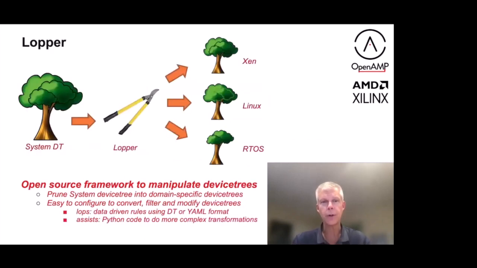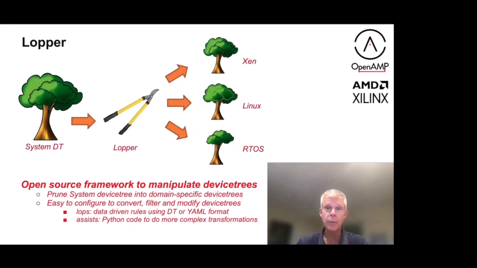Lopper is an open source framework that can manipulate device trees, both regular device trees and system device trees. Your typical use case of Lopper is that you take the full system device tree and then you cut away the branches that don't apply to you. So when you create a Linux device tree, as an example, you take away everything that only goes to the RTOS, so you don't see that. And that way you can create a traditional device tree for Linux that it knows how to handle.